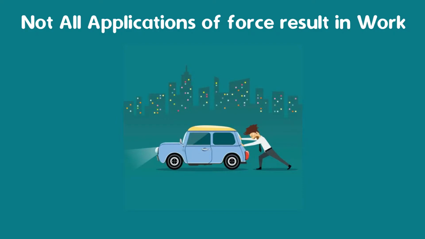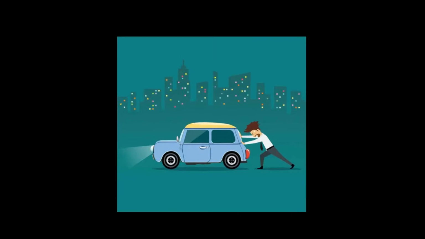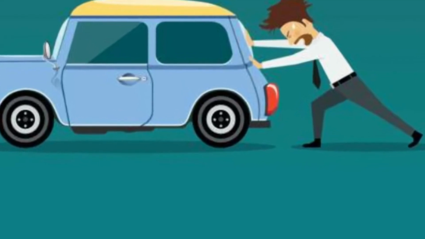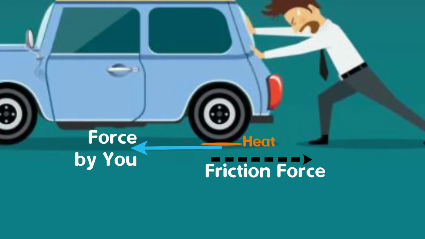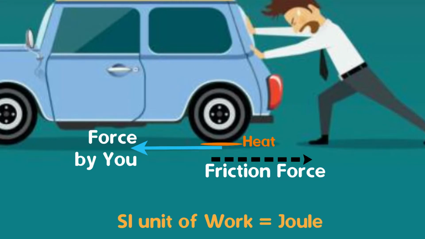If you try to push a stationary heavy truck, you won't be able to move it. In other words, force applied by you won't result in work. Here all the energy spent in applying the force converts to heat which is produced because of friction acting between tires and the ground. Similar to energy, work is measured in joules in the SI unit system.